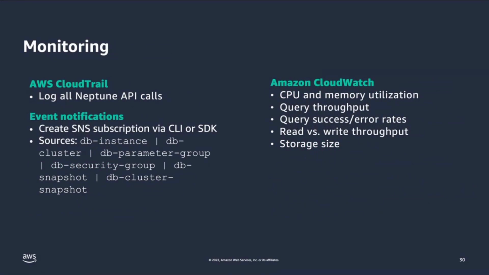Another key aspect is the ability to monitor your cluster as it's running. Neptune integrates with CloudWatch and CloudTrail services to log all the API calls that Neptune makes, as well as look at different metrics around the database. We want to look at the CPU and memory utilization of all of the instances in our system. We can look at things like, what is the query throughput? What are the success and error rates of that? What is my read and write throughput? How much storage is my system using?